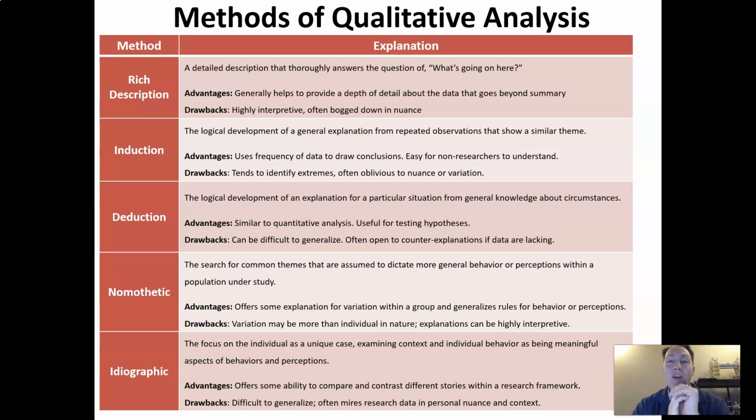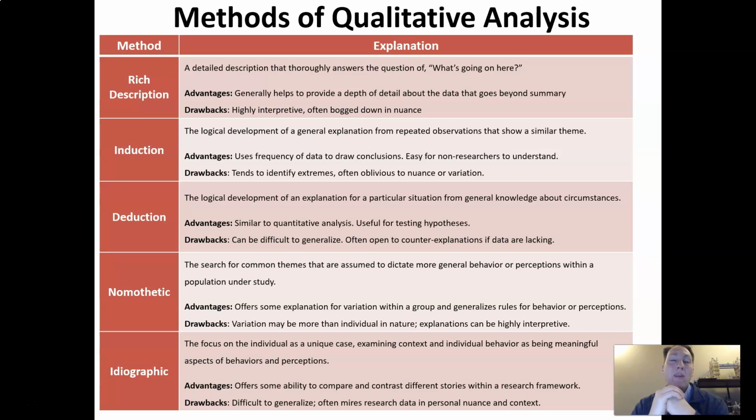And the advantage of a nomothetic point of view is that it offers some explanation for variation within a group, and it generalizes rules for behavior or perception. So it allows us to understand what's normative behavior, what we should expect to see from this group, and if we see deviation, we can understand that it is deviation. But the drawback is that variation may be more than individual in nature.